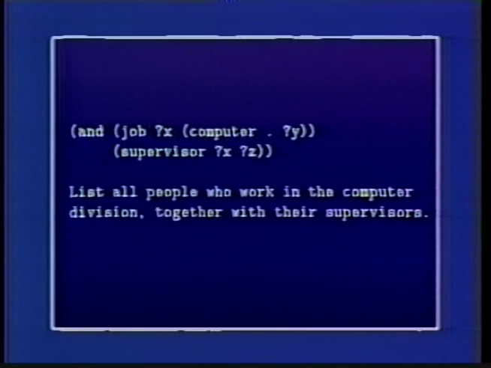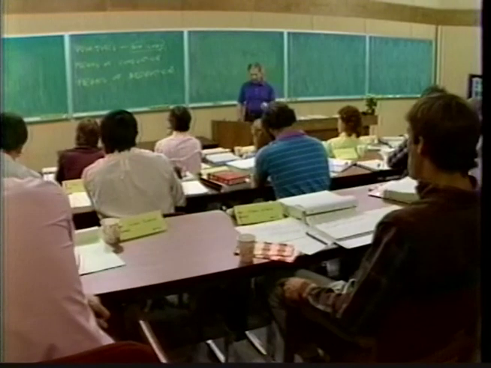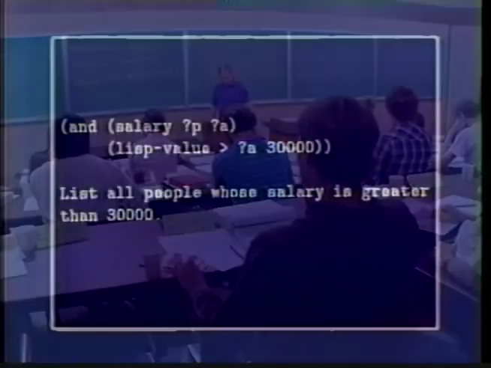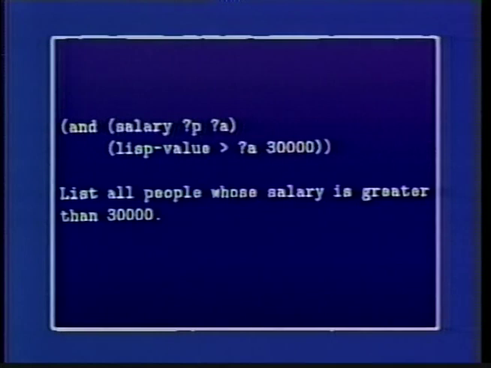And notice in this query, I have 3 variables, X, Y, and Z, and this X is supposed to be the same as that X. Right? So X works in the computer division, and the supervisor of X is Z. Okay, let's try another one. So one means of combination is and. Who are all the people who make more than $30,000? Right? And the salary of some person P is some amount A.